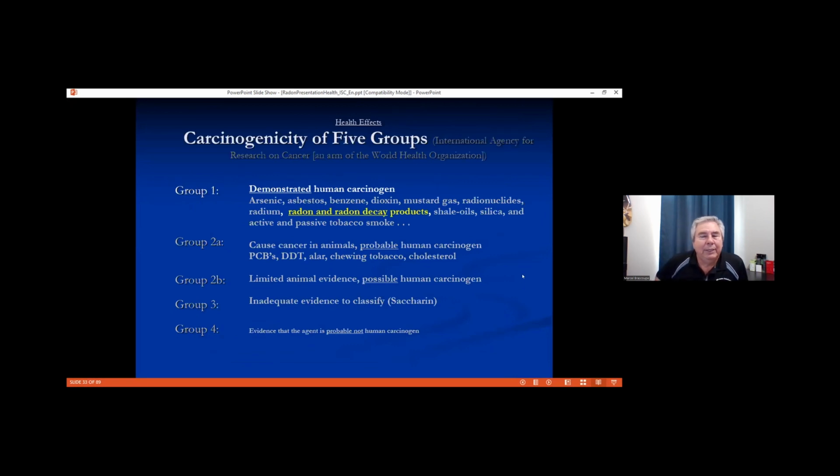So radon is actually a known, proven human carcinogen. It's a known fact that radon and radon decay products will cause cancer in humans, just like arsenic, asbestos, benzene, dioxin, mustard gas, radionuclides, radium, etc. So just remember, it's proven through a lot of different studies, and almost every country in the world at one time or another has undertaken a study on the relationship between radon and cancer.